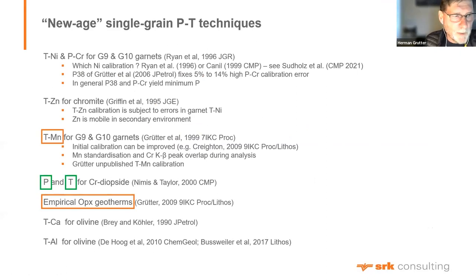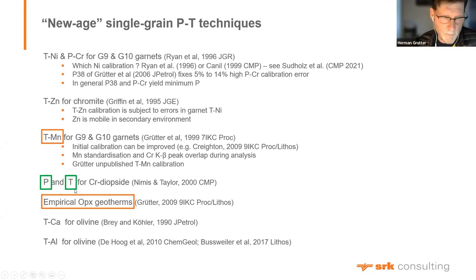So there are many thermometry techniques that we can use to get a temperature from a grain. You can use nickel thermometry for garnets. You can use zinc thermometry for chromites. I'll be using manganese thermometry for garnets exclusively in the rest of this talk.